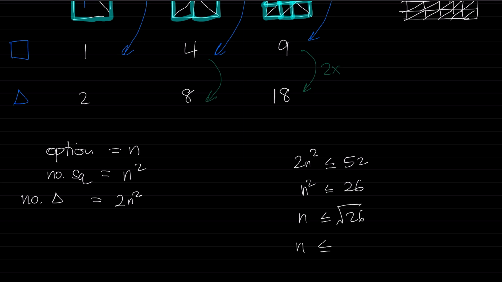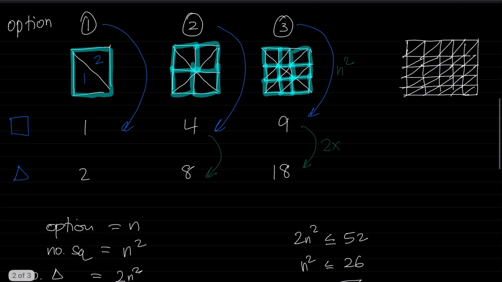N is therefore less than or equal to 5.099. But we can't have 5.099 options. That doesn't make sense. So we'll take the lower end of that range, so 5. So there's going to be 5 options using that original square. And this is what it would look like. Okay? So maximum 5 different options using this orientation of the triangles.